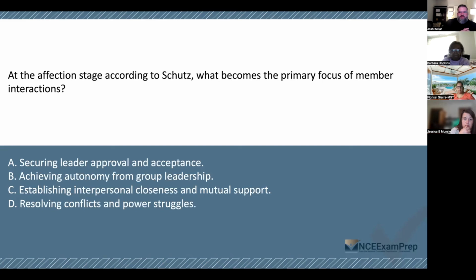At the affection stage, according to Schutz, what becomes the primary focus of member interactions? Securing leader approval and acceptance, achieving autonomy from group leadership, establishing interpersonal closeness and mutual support, resolving conflicts and power struggles. C. Okay. I'm hearing some B's and I'm seeing a lot of C's. Okay, so this is the affection stage, right? And so it specifically emphasizes interpersonal closeness, right? That's one way of thinking of affection. Mutual aid and emotional support among the members, right? Options A and B reflect earlier stages like inclusion and power, and D reflects kind of the transition stage dynamics. Okay.